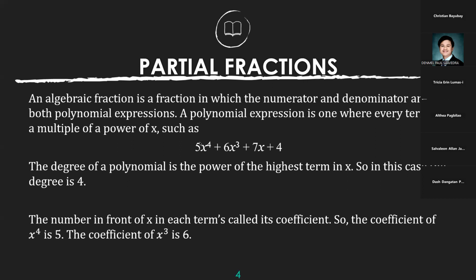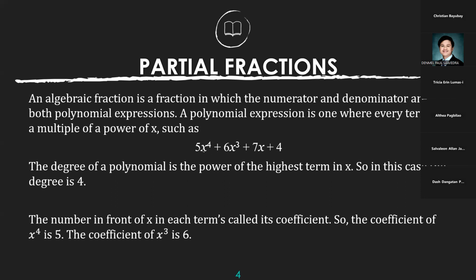So this is an example of a polynomial. The degree of a polynomial is the power of the highest term in x. So in this case, the degree is 4, the highest degree to be exact. The number in front of x in each term is called its coefficient. So this is the degree. This is raised to 3. We have a missing raised to 2, then raised to 1 and then raised to 0.